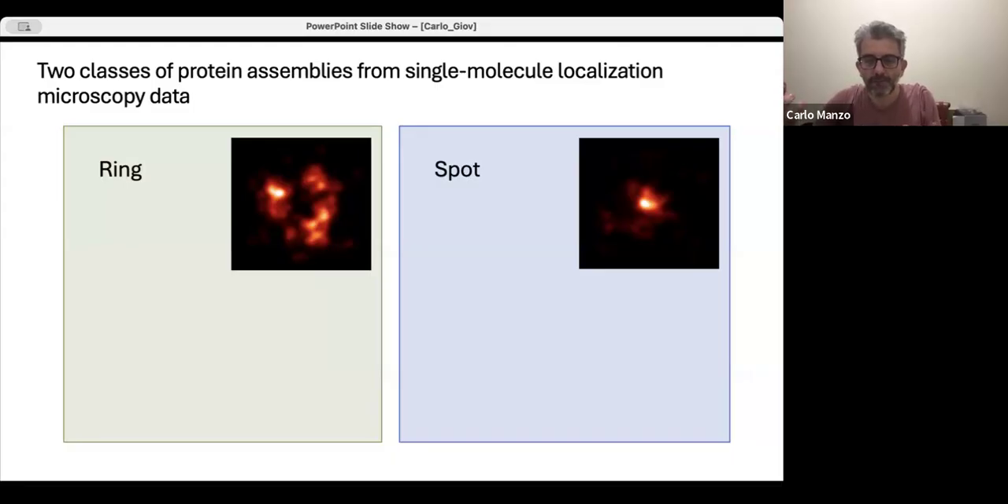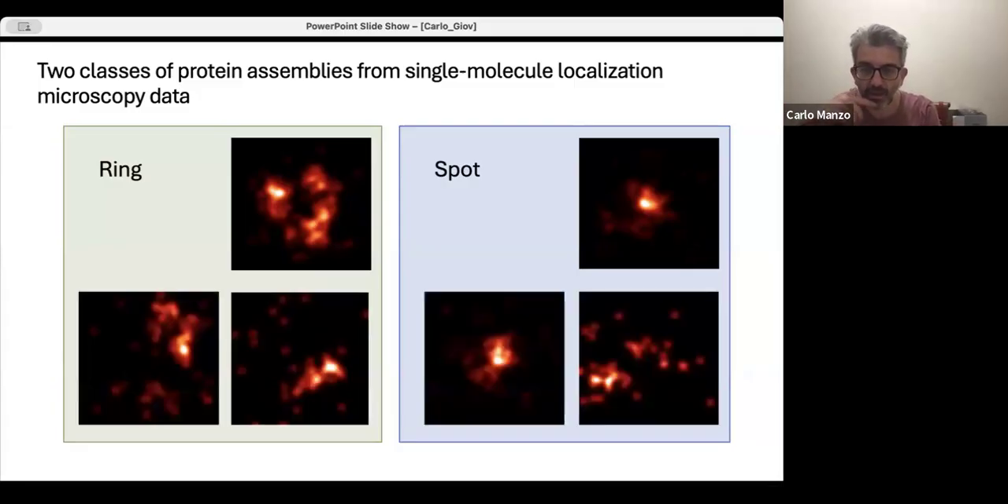Because of the noise and other artifacts of this imaging process, we have stochasticity. In this case, you clearly see a ring, or something that looks like a ring, and you can distinguish it from the spot on the right. But in other cases, like the ones that are going to appear as soon as we click, although the underlying structure is a ring or a spot, you cannot clearly define it because of this stochasticity associated with the imaging process.